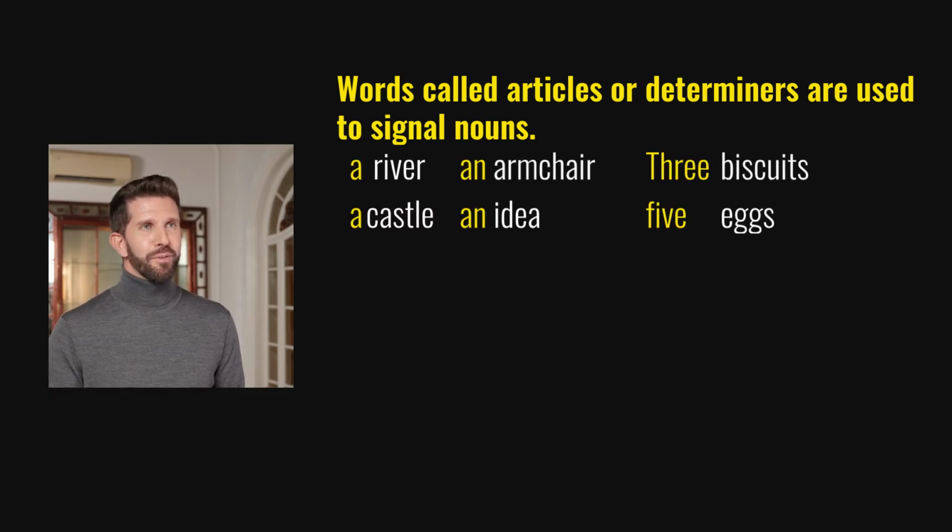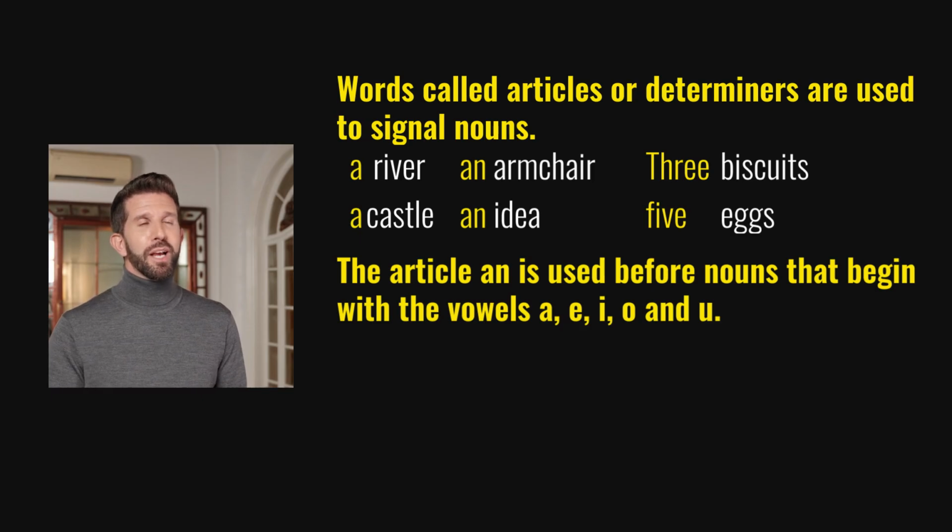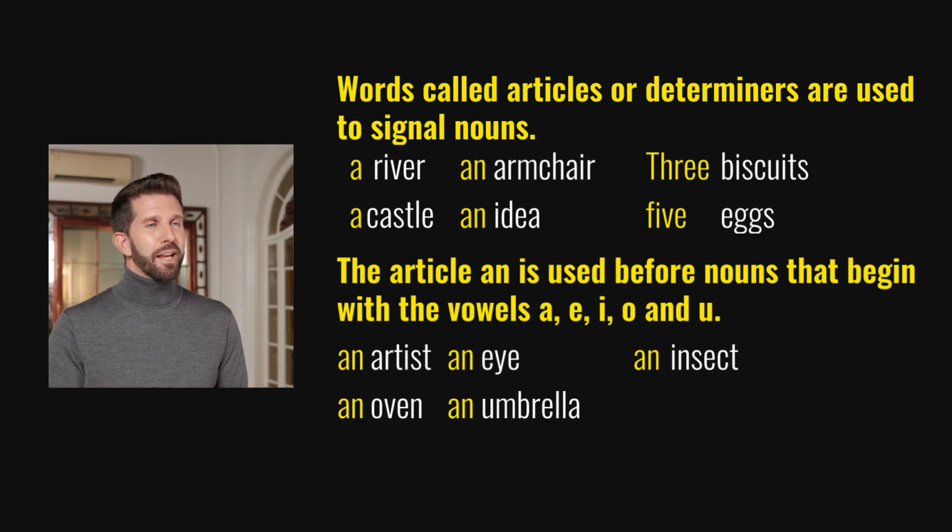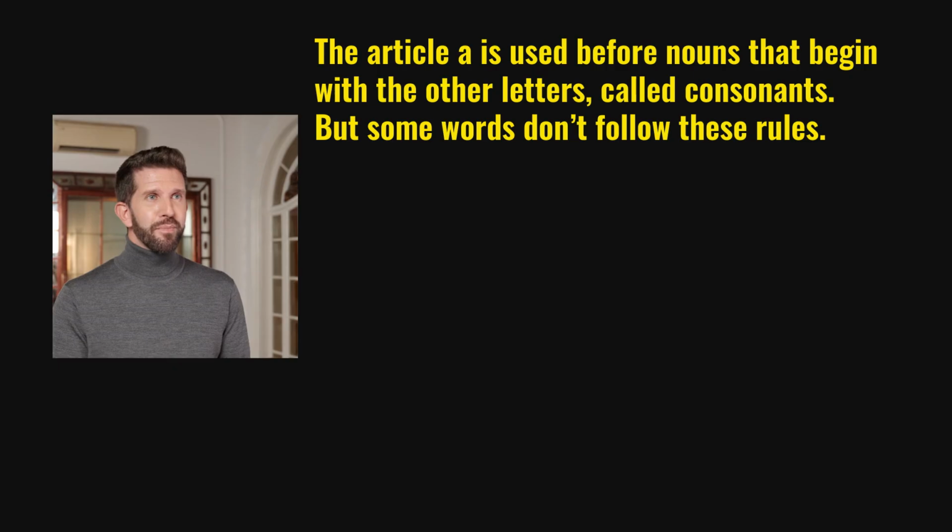For example, a river, an armchair, 3 biscuits, a castle, an idea, 5 eggs. The article an is used before nouns that begin with the vowels a, e, i, o, and u. An artist, an eye, an insect, an oven, an umbrella. The article a is used before nouns that begin with other letters called consonants.